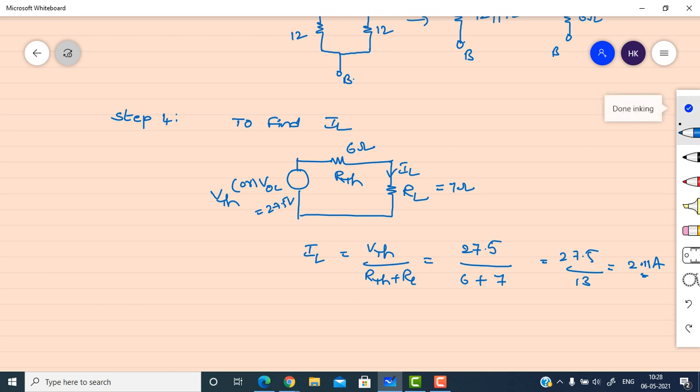So do you understand Thevenin's theorem? Just practice this problem once again. Tomorrow I will explain two more problems on Thevenin's theorem. Then we will finish the first unit.